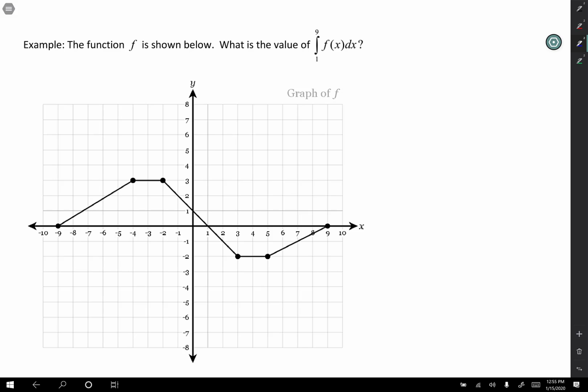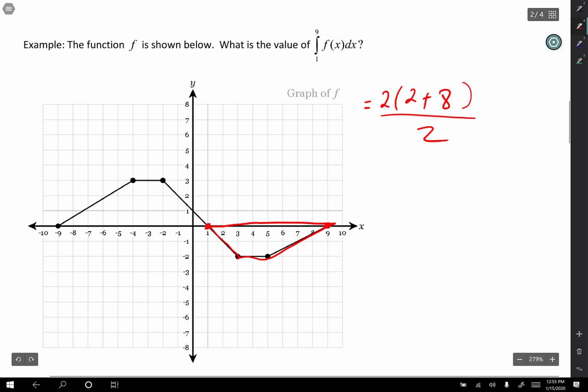Okay, so they want the area between 1 and 9. If you want, you could do a triangle, a rectangle, another triangle, but I see a certain shape. What shape do you see? Yeah, I see a trapezoid, so I'm just going to do that trapezoid formula. So let's see, area of a trapezoid. The height is 2, base 1 is 2, base 2 is, the difference between 9 and 1 is 8. So let me make sure, 1, 2, 3, 4, 5, 6, 7, 8. Yeah, but this is way faster. Look, the 2's cancel out, that's just 10.